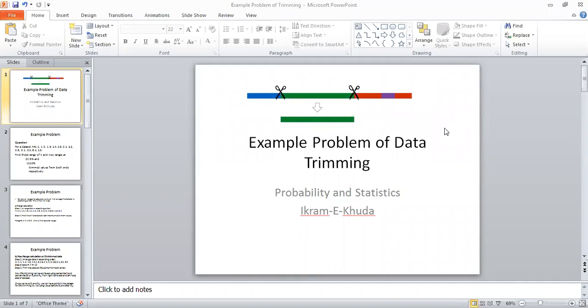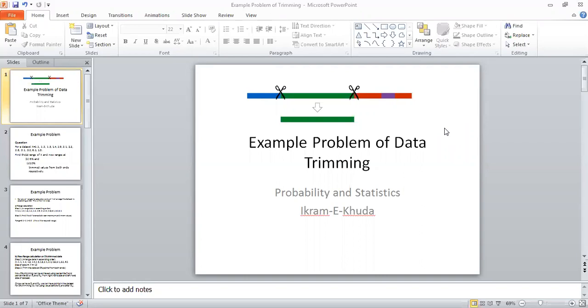A cutting operation is a very common operation. We do it normally when we are video editing, when we are picture editing, when we are voice editing. We usually cut off the things which are not required. So this is the basis of those editings, the data trimming.